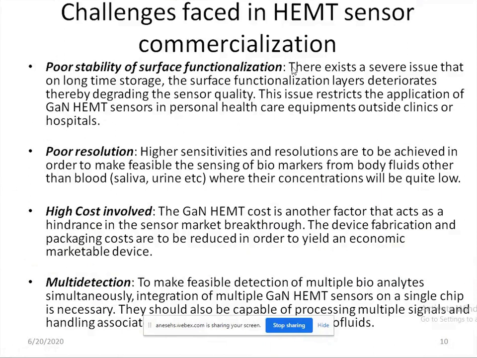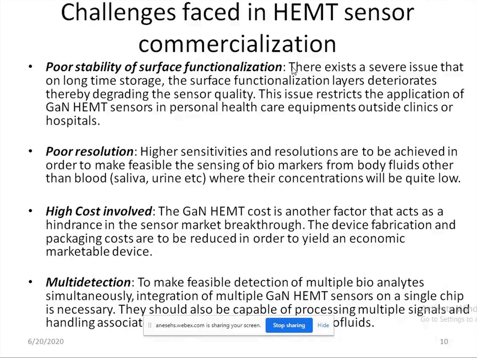So this functionalization, the chemicals that are used for this functionalization, get degraded easily, and hence the shelf life of the sensors gets reduced. So we have to go for stabilizing the functionalization using some kind of stabilizers. So optimization of this is still pending. We have to work on this in order to take this HEMT to the commercialization phase.